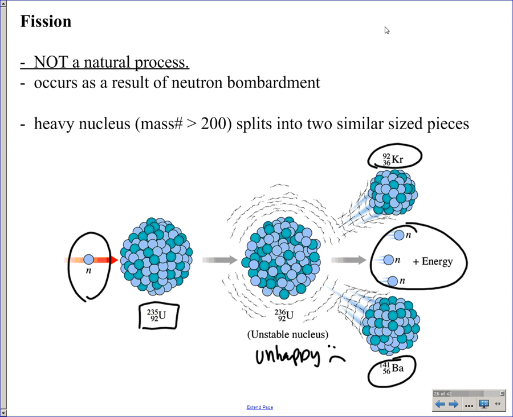Alpha decay, whenever you emit a helium nucleus with atomic mass of 4, that is very, very small compared to one of these kryptons or bariums. So some people get that confused. They say, oh, well, this is going to be emitting an alpha particle. That's too small. So the key words here are two similar size pieces.